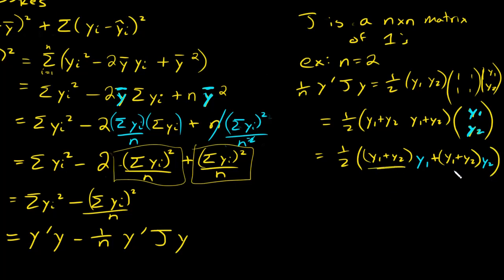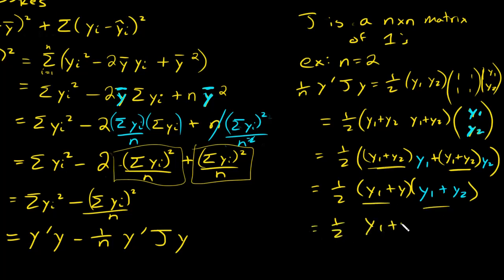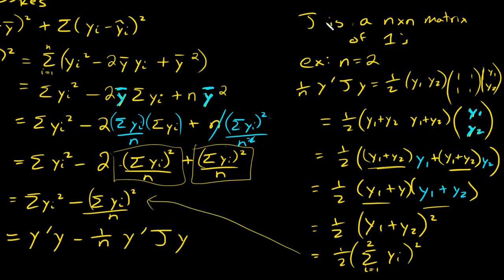Notice that these are like terms, so they can be pulled out. I'm left with y1 plus y2 times y1 plus y2. Notice that these are exactly the same, so this is, of course, y1 plus y2 squared, which is the sum from i equals 1 to 2 of yi squared, which is exactly what I wanted. So you see, this J is kind of like a trick that works.